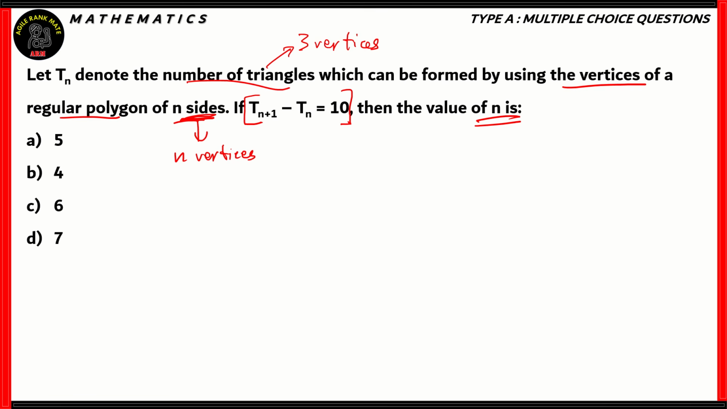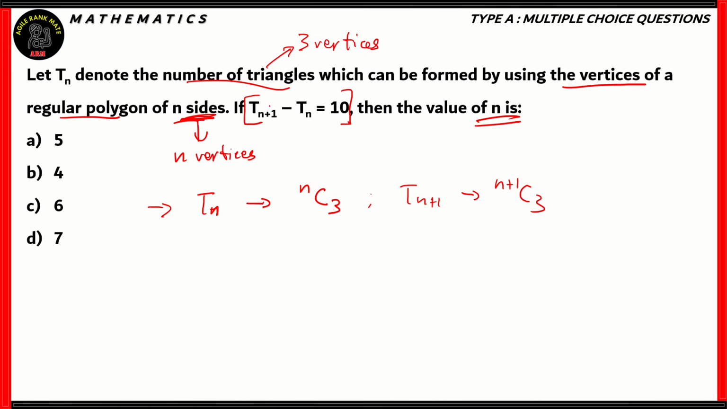We know the total number of vertices that are present in the polygon. So we can safely assume that T of n, or the number of triangles formed from the vertices of a regular polygon, is in fact a combination. It's nC3. So we will consider T of n as nC3, so therefore, in that same vein, T of n plus 1 will be n plus 1 C3.